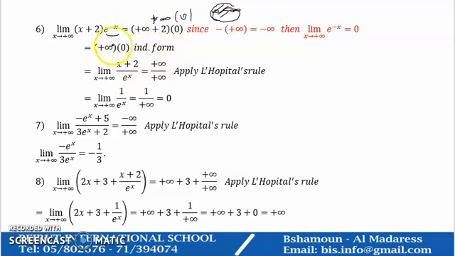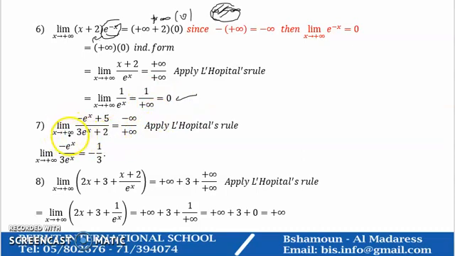So I need to use L'Hopital. Since we have here e^(-x), I can put it in the denominator. So we have limit (x plus 2) over e^x. When x tends to plus infinity, this becomes infinity over infinity. We can apply L'Hopital's rule. Derivative of x plus 2 equal 1. Derivative of e^x equal e^x. So the answer is 1 over infinity, and we obtain 0.